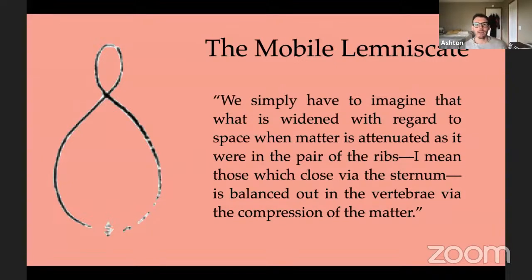So he guides us through imagining the metamorphosis of the lemniscate going up and down the human organism. And so he writes, we simply have to imagine that what is widened with regard to space, so he's talking here about the rib cage and the vertebra connected to them, when matter is attenuated, as it were, in the pair of the ribs, I mean those which close via the sternum, is balanced out in the vertebra via the compression of the matter. So I thought we could walk through this a bit together.